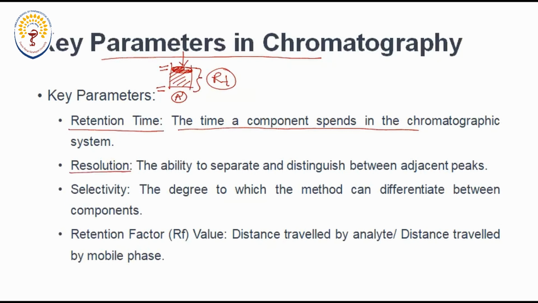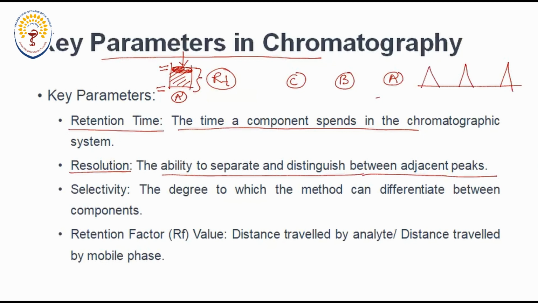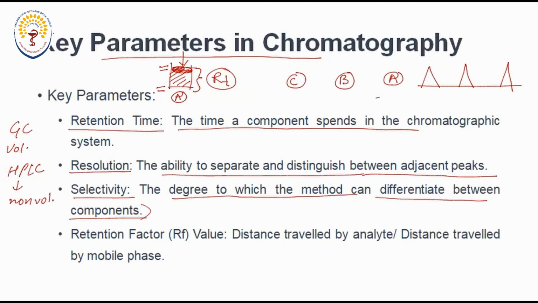Next is resolution. Resolution is the ability to separate and distinguish between adjacent peaks. Suppose that A is separated first, then B comes out, and then C comes out. A good resolution is one in which the peaks of A, B and C are clearly separated and clearly visible. Now selectivity. Selectivity is the degree to which a method can differentiate between the components. For example, GC has selectivity for volatile compounds, but HPLC can be used for non-volatile compounds. So GC is selective for the volatile ones while HPLC is selective for non-volatile ones. This is what selectivity means.